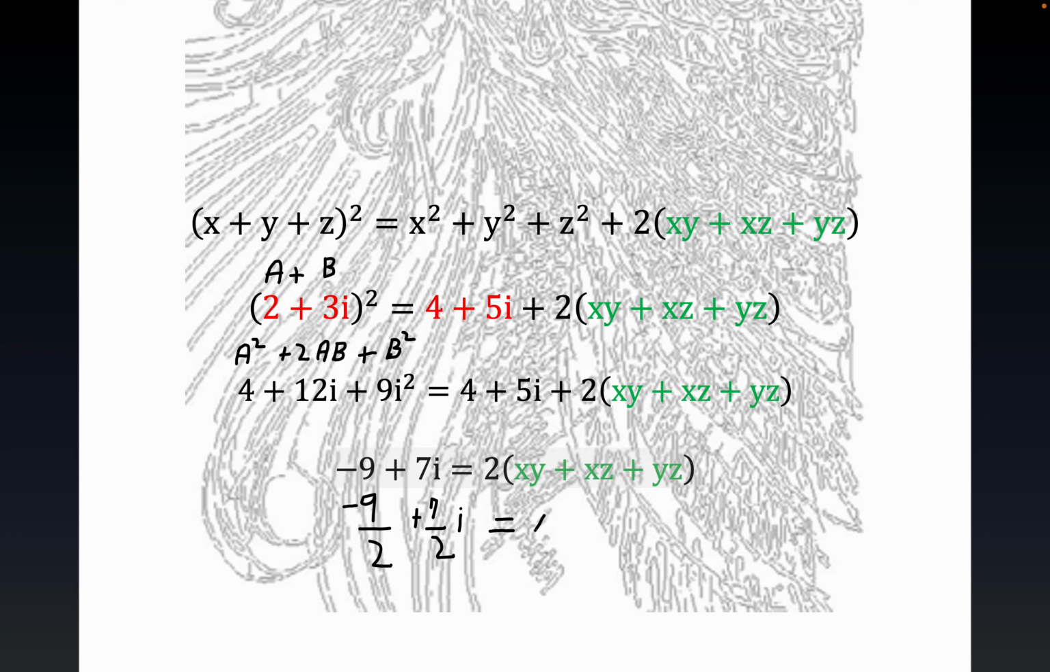Now, this is equal to, we divided everything in sight by 2, and so we're left with what we were looking for, xy plus xz plus yz.